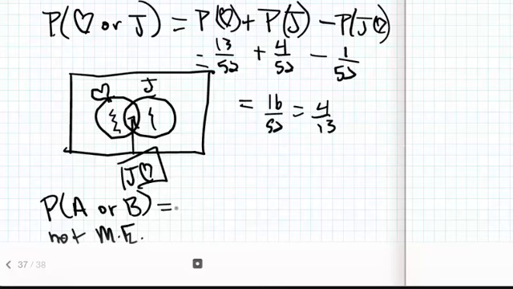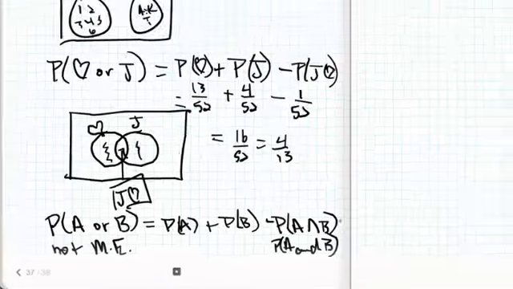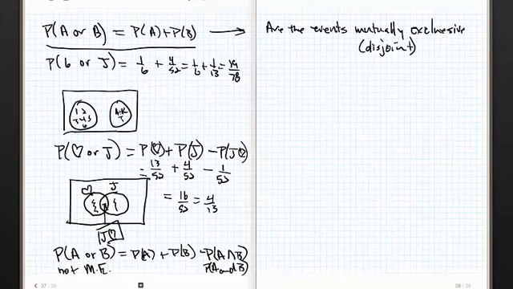The probability of A or B is equal to the probability of A plus the probability of B minus the probability of, now if we do set notation, it's the intersection, but you'll also hear this referred to as the probability of A and B. All right? So everything that these rules speak to depends on whether or not the sets are disjoint or not.